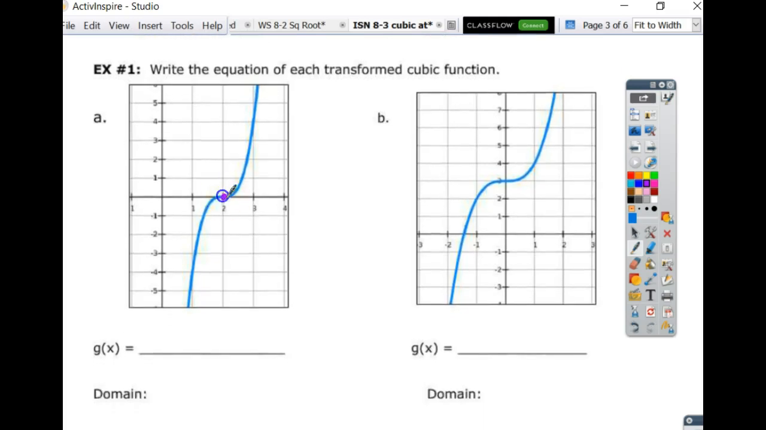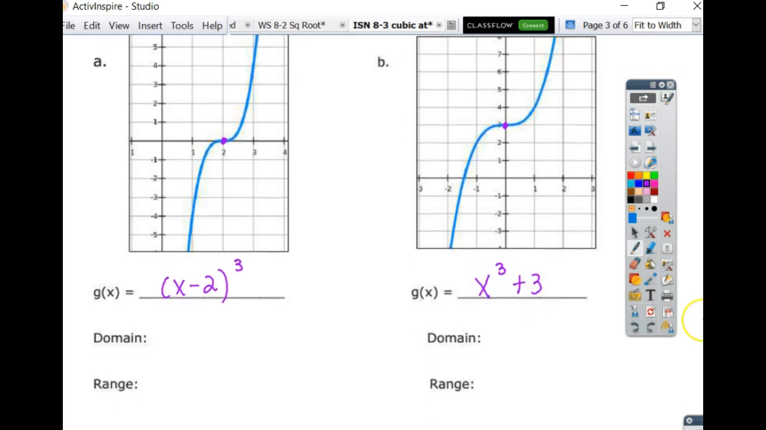So which way did this move? The first one. This point should be here, right? So it moved how many? 2. And it moved to the right, and it's a liar, so it's (x - 2) to the third. This one moved up 3, so this is going to be x to the third plus 3. And what's the domain and range every time? No matter what.